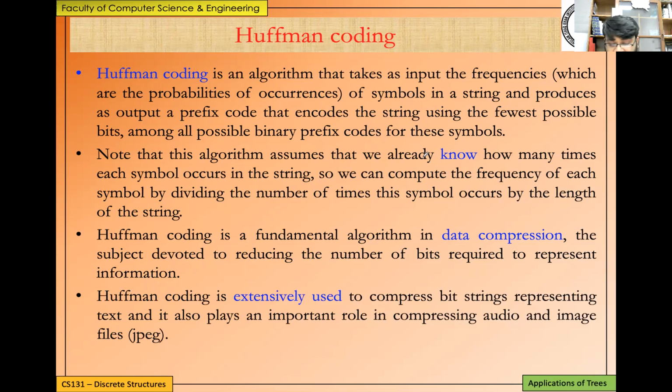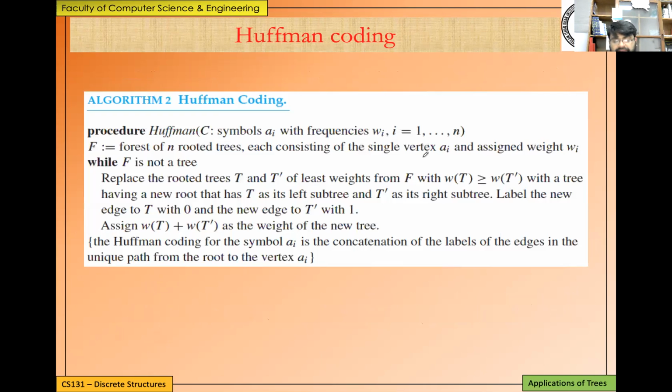Huffman encoding is extensively used to compress bit strings representing text, and it also plays an important role in compressing audio and image files, especially JPEG files. So here's an algorithm for it.